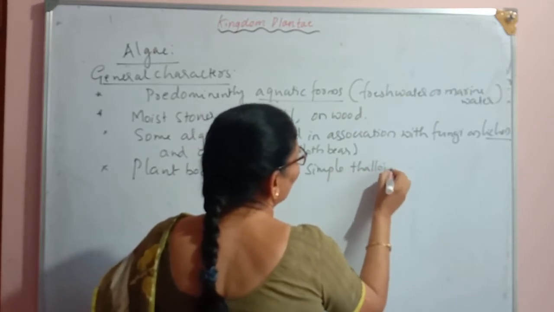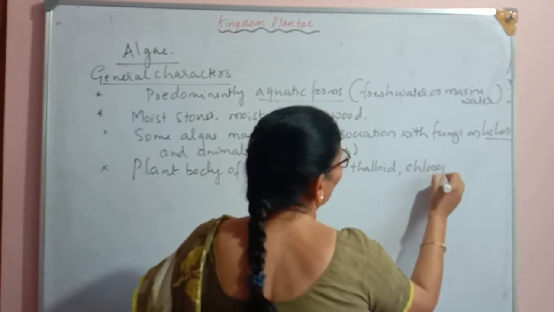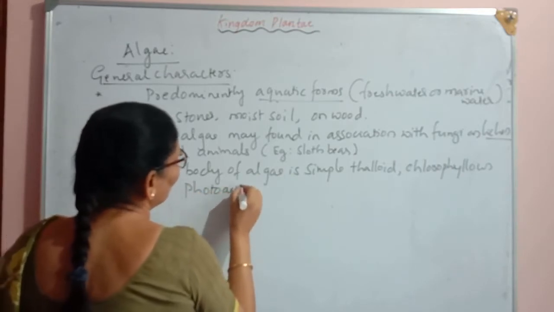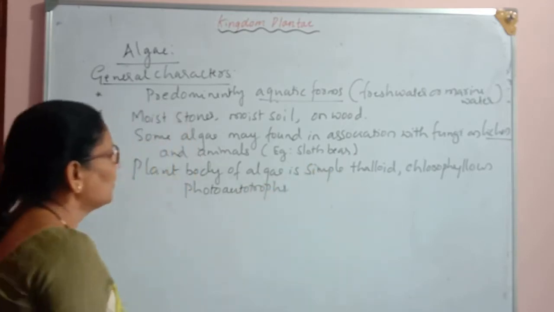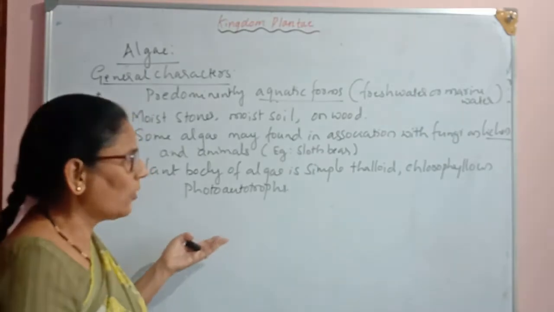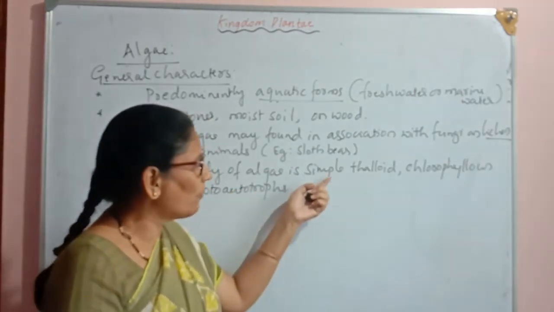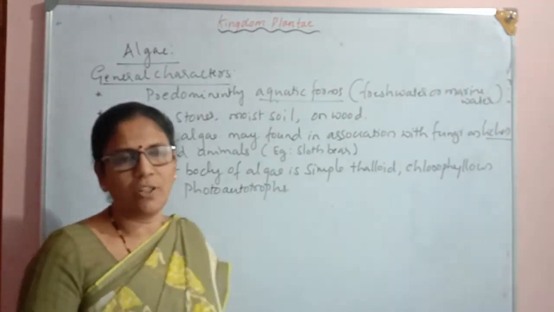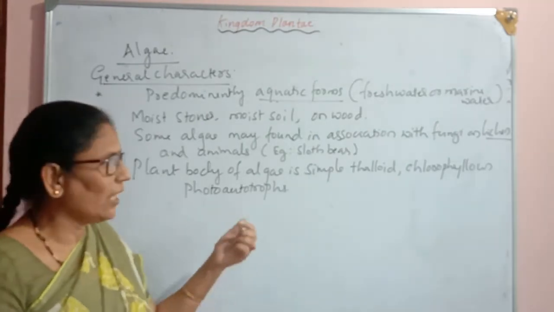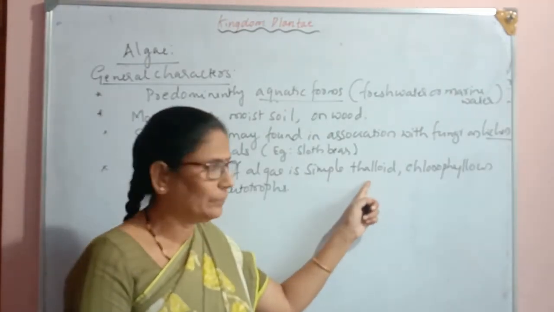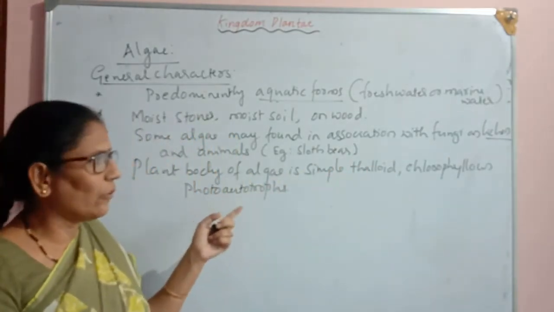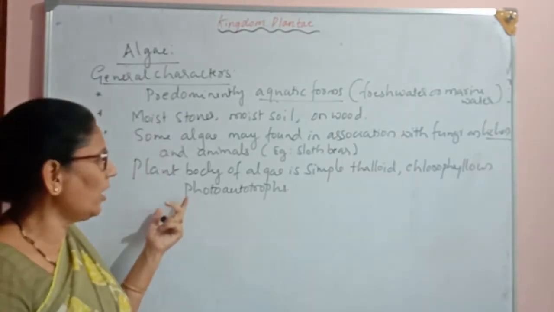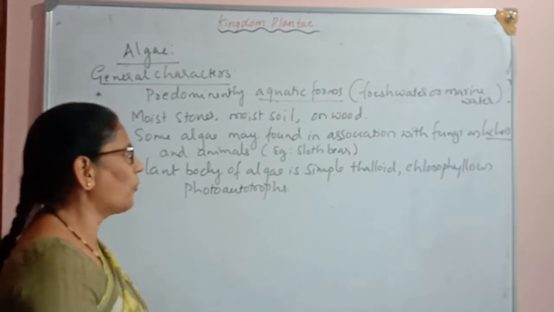thalloid, chlorophyll containing or chlorophyllous, photoautotrophs. So they are very simple organisms, because their body is called the thallus. Thallus means the body which is undifferentiated, means we are not able to differentiate root, stem, leaves, such structures in their plant body. That's why the plant body is said to be thalloid. And because of the chlorophyll in their cells, they naturally undergo photosynthesis, and such organisms are called photoautotrophs. Let us talk about the next character.